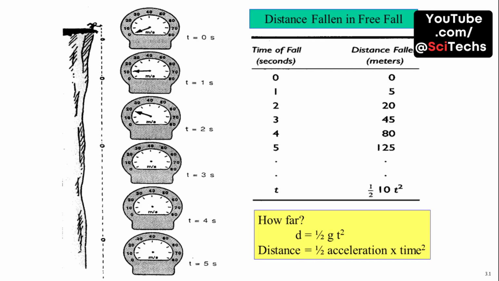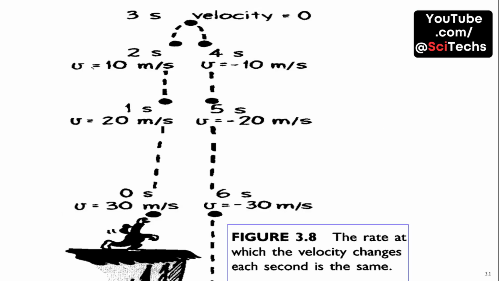The distance fallen in free fall can be calculated using the formula d = 1/2 gt². This shows how far an object falls over time under the influence of gravity. The rate at which velocity changes each second is constant in free fall. This means that the velocity increases by a fixed amount every second.